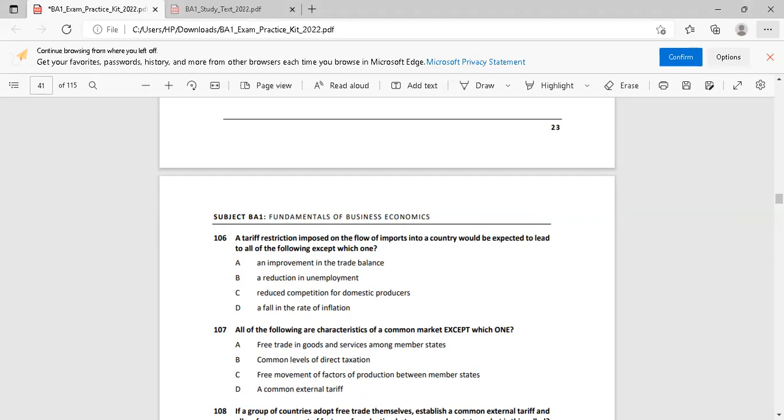A tariff restriction imposed on the flow of imports into a country would be expected to lead to all of the following, except which one? An improvement in the trade balance, a reduction in unemployment, reduced competition for domestic producers, a fall in the rate of inflation. The question is talking about a tariff restriction imposed on the flow of imports. Let's look into that.